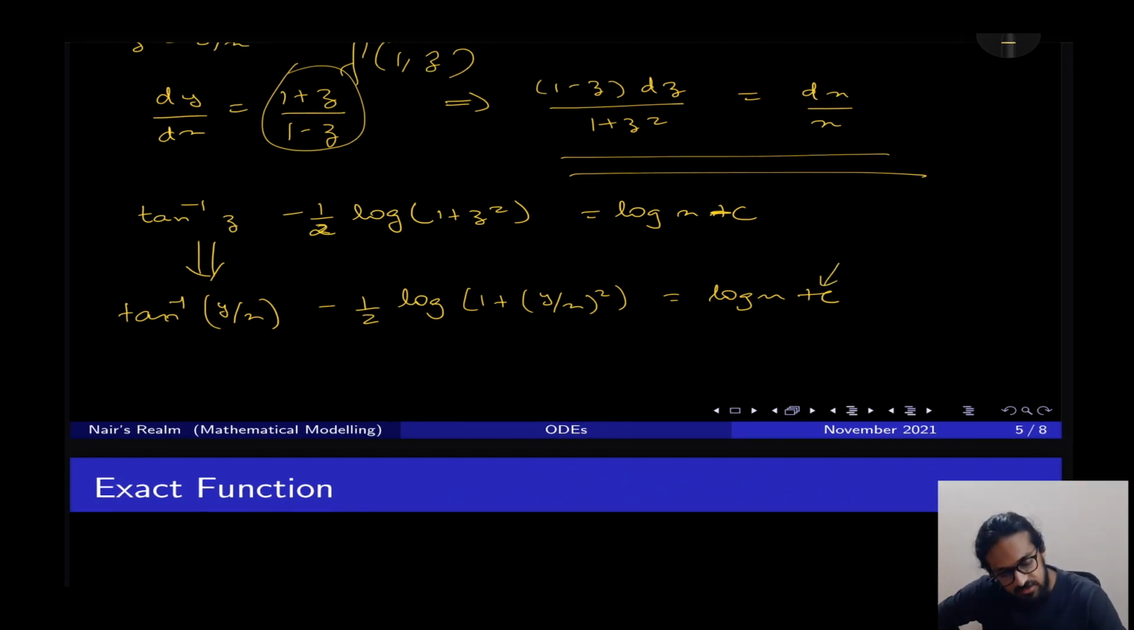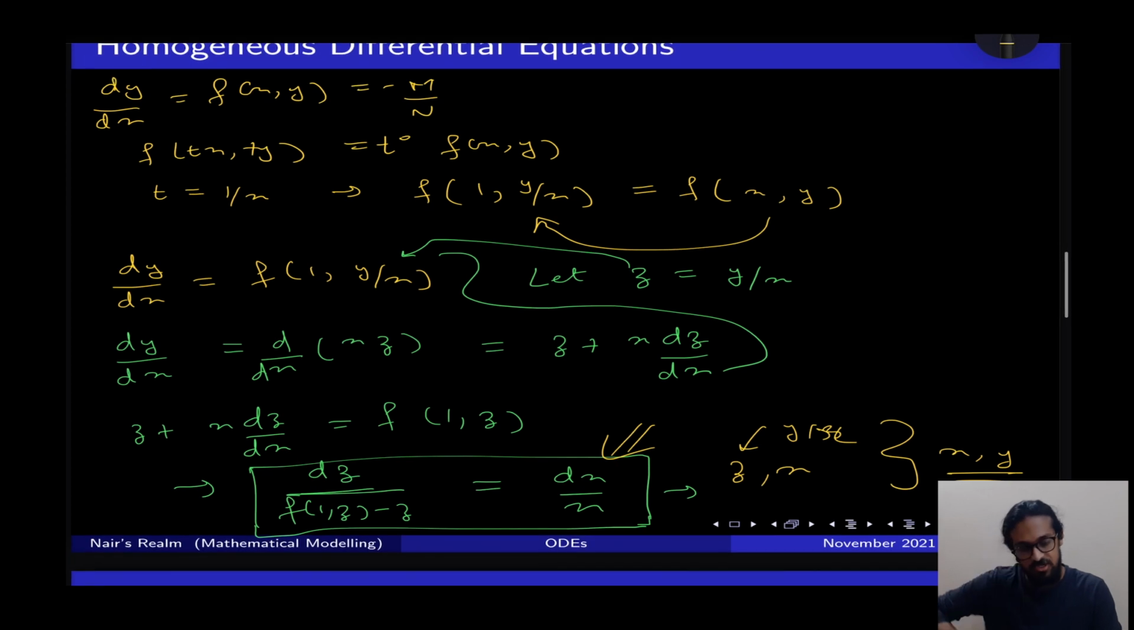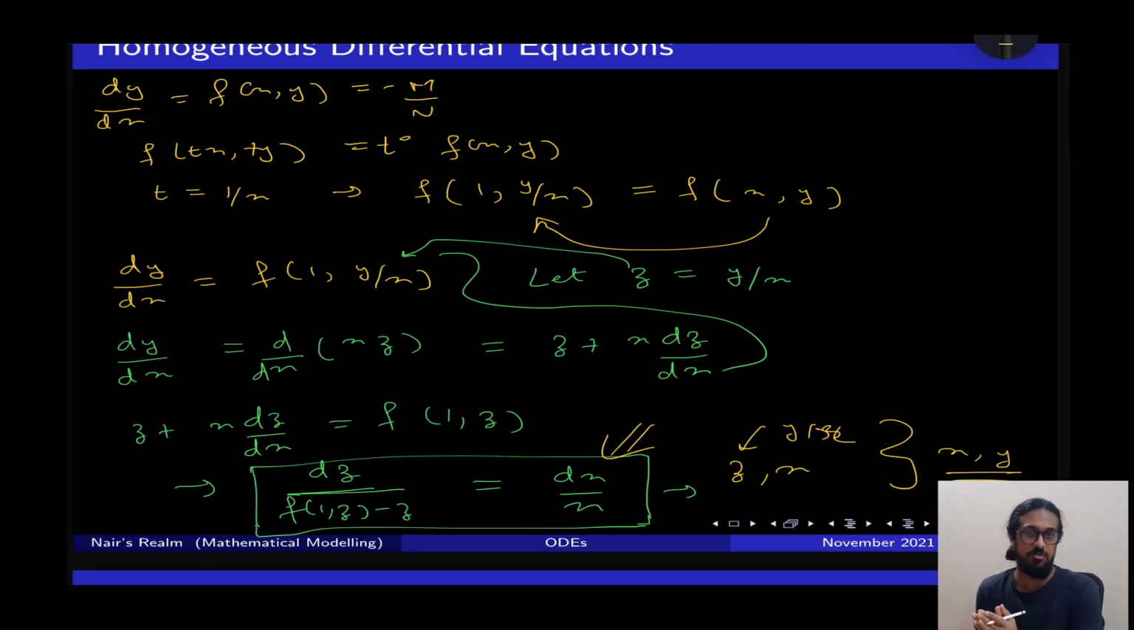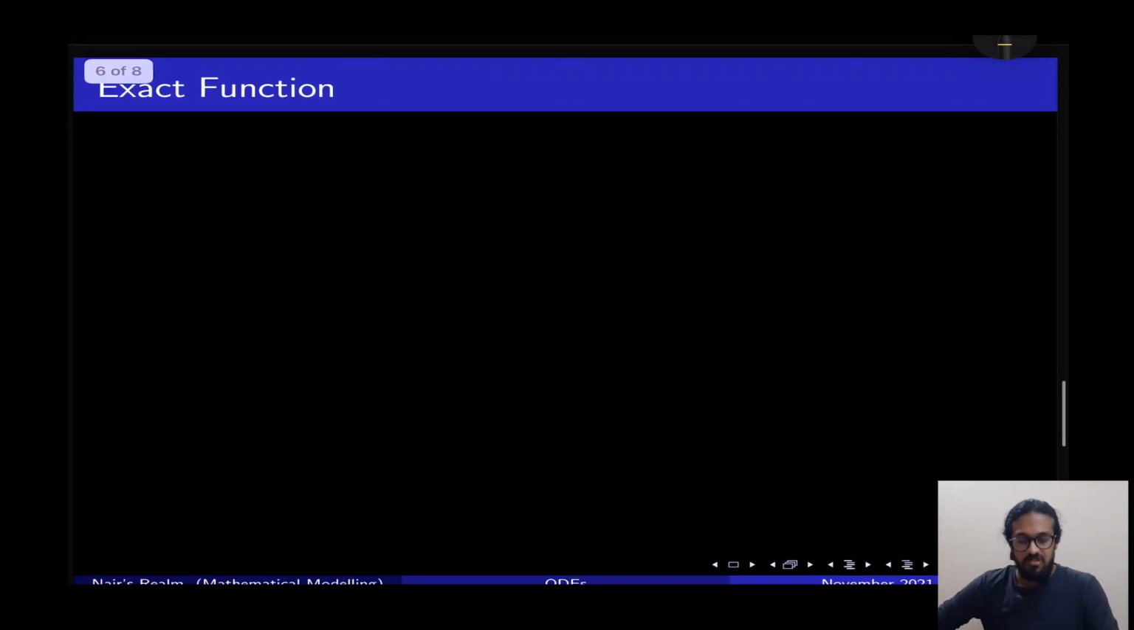Now obviously this c is a constant which depends on the initial value. So we saw how if you have a homogeneous differential equation, you can actually convert it into a variable separable differential equation, which is why homogeneous differential equations are very important. Now what if the differential equation is not homogeneous either? Then we have something called exact differential equations.